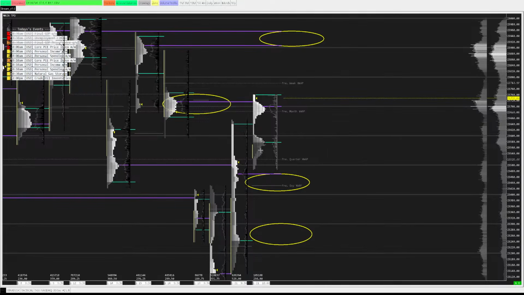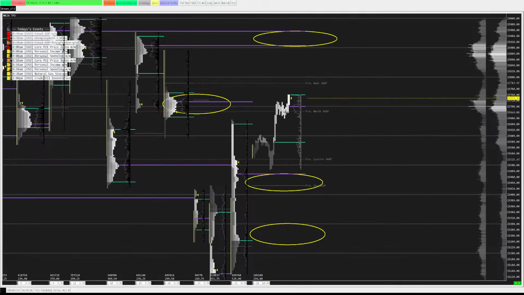So let's see. So we are trading above the overnight POC and previous month's VWAP. I'm just going to put a little blue line right here so we know that that's the previous month's VWAP, and then a purple line right here so we know that that is the POC, and this should show up on the other chart.